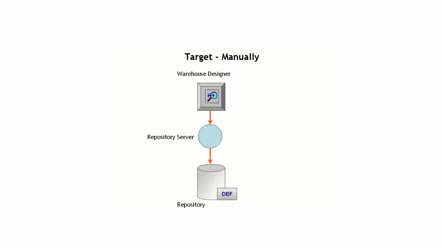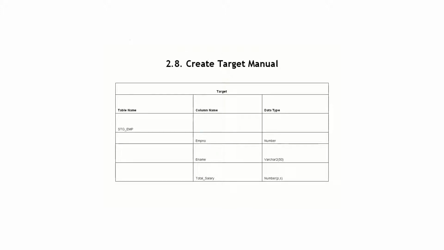So to create the definition, you can create it manually, automatically, or import from a database. One way is we will create the structure of the target manually. You use the Warehouse Designer, which has the option to define the structure manually. So what is the structure of your target? STG_EMP table: employee EMP number, e-name, and the total salary.